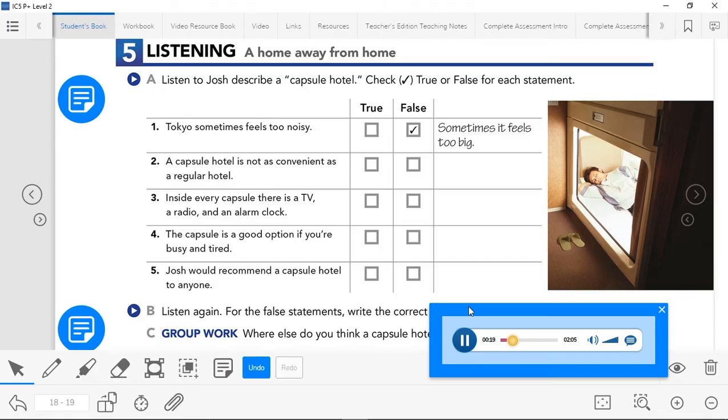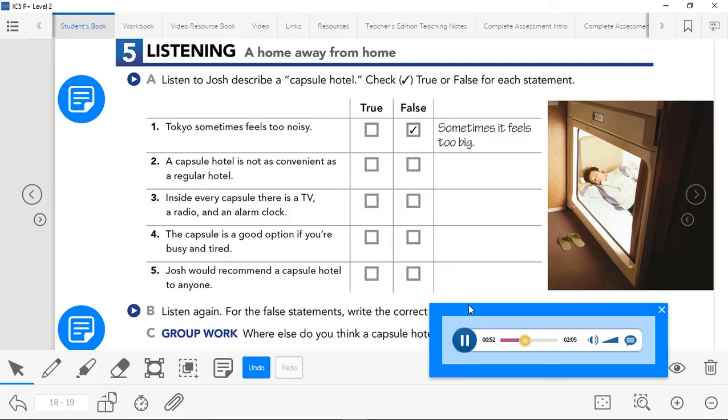Welcome to the program, A Home Away from Home. Our guest tonight is Josh Phillips from Tennessee. Josh, tell us a little bit about yourself. What do you do? Well, at the moment, I'm working as an English teacher in Tokyo, Japan. Tokyo is an exciting city, but sometimes it feels too big. It can take about an hour to go from one part of the city to another. When I don't feel like going all the way home, I sometimes stay in a capsule hotel. A capsule hotel? Can you explain what that is?